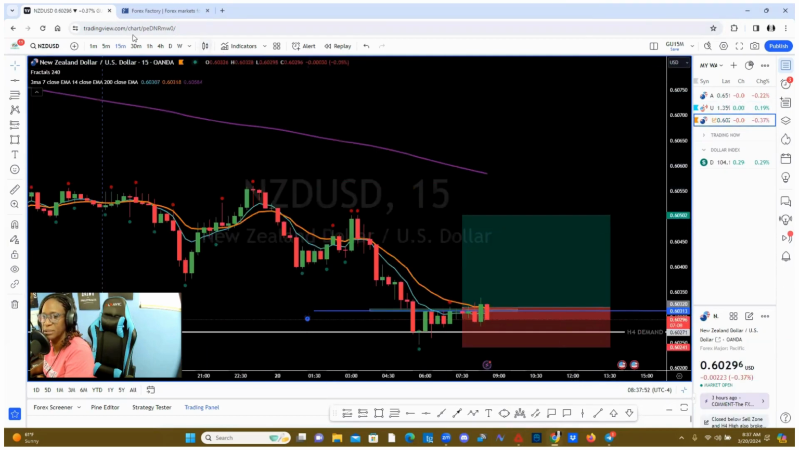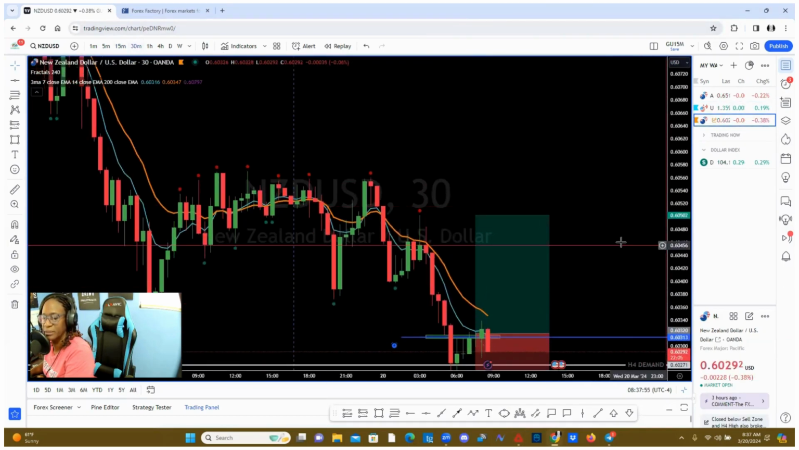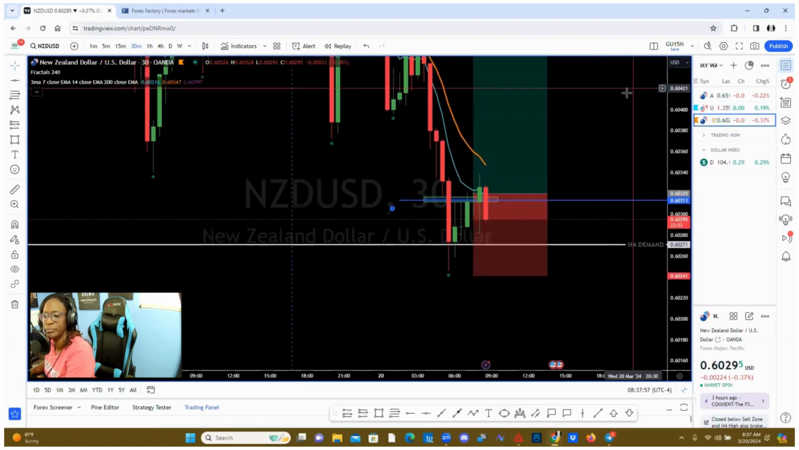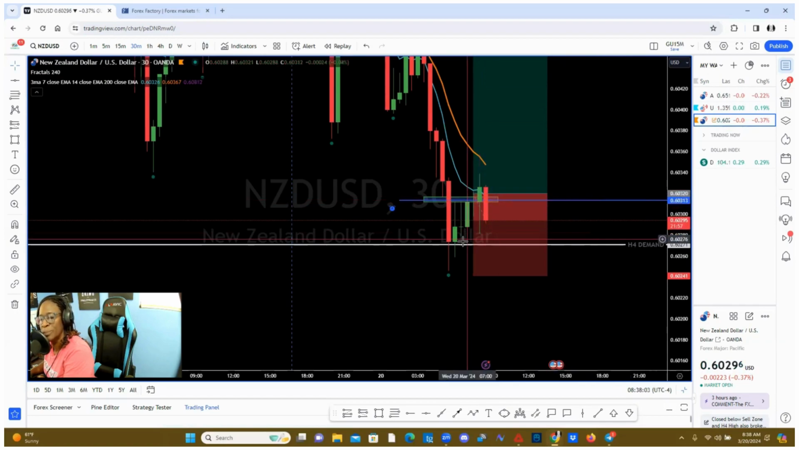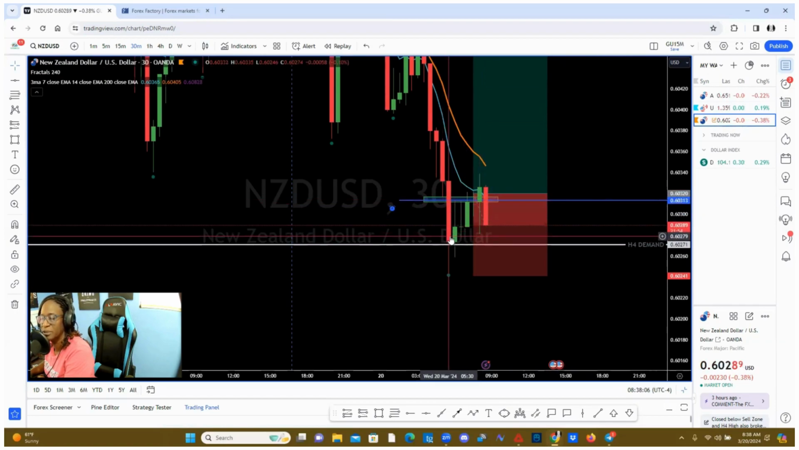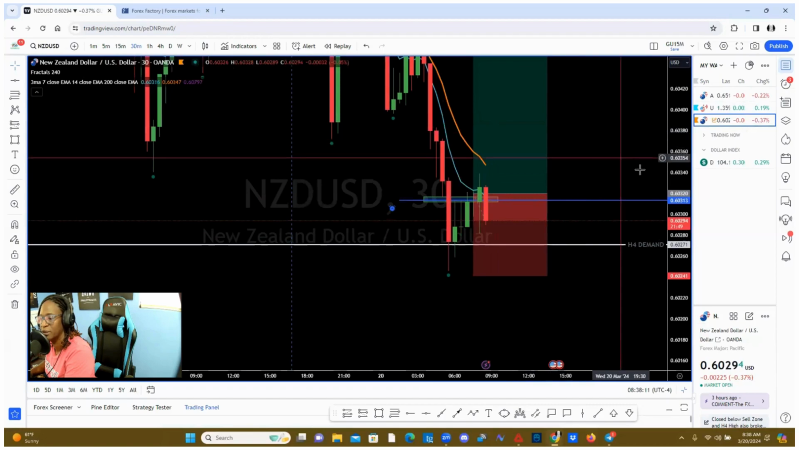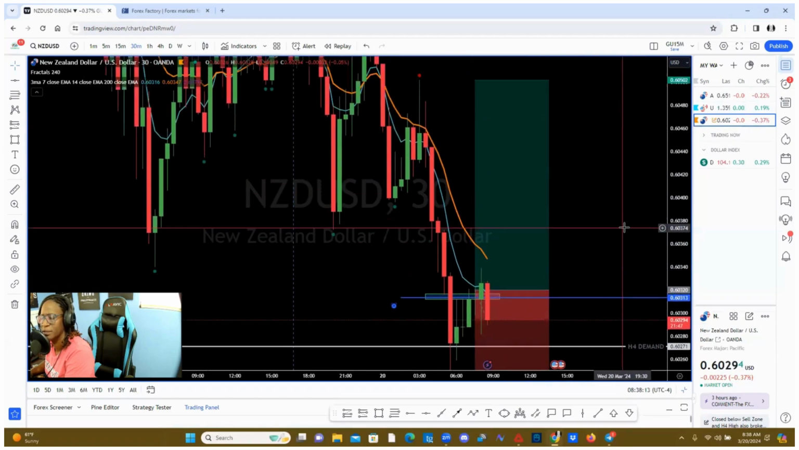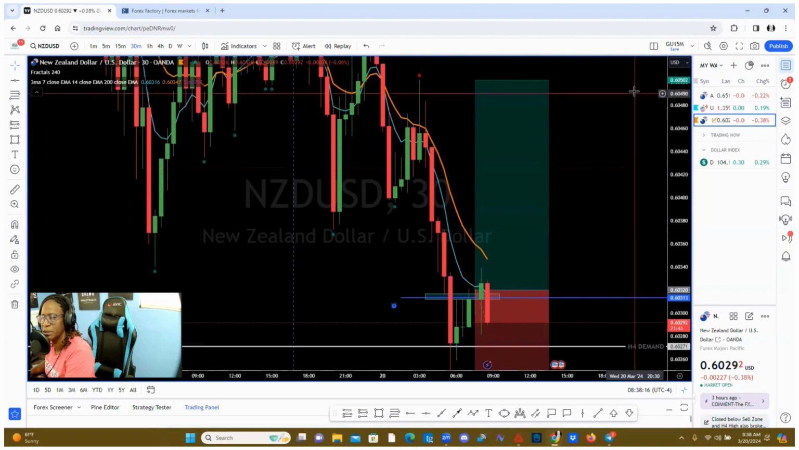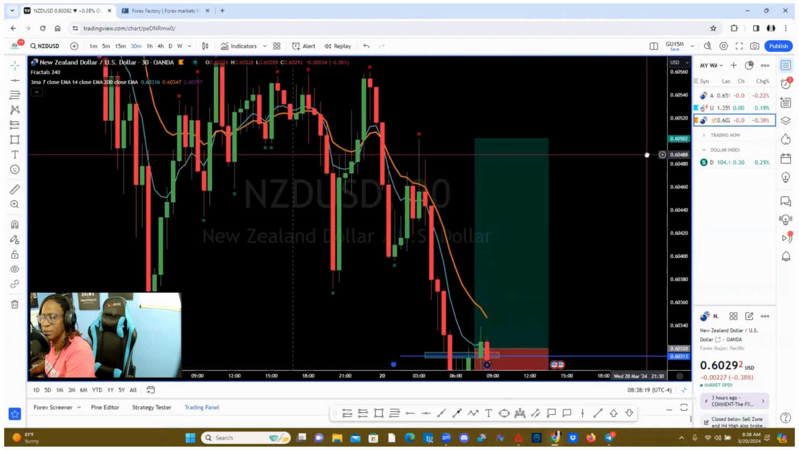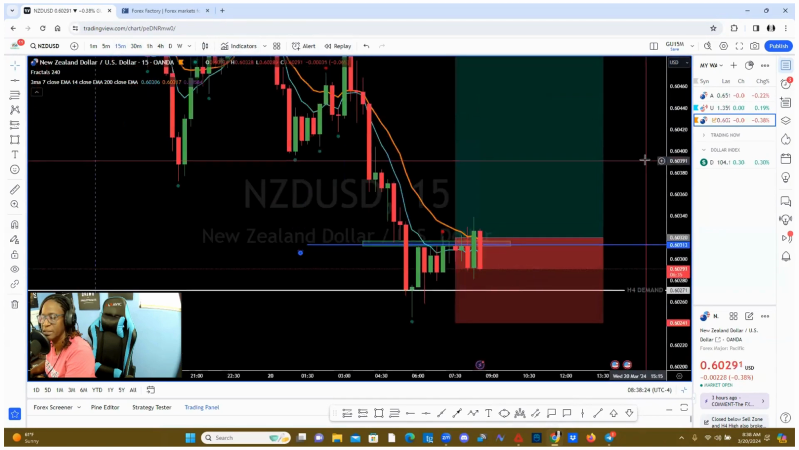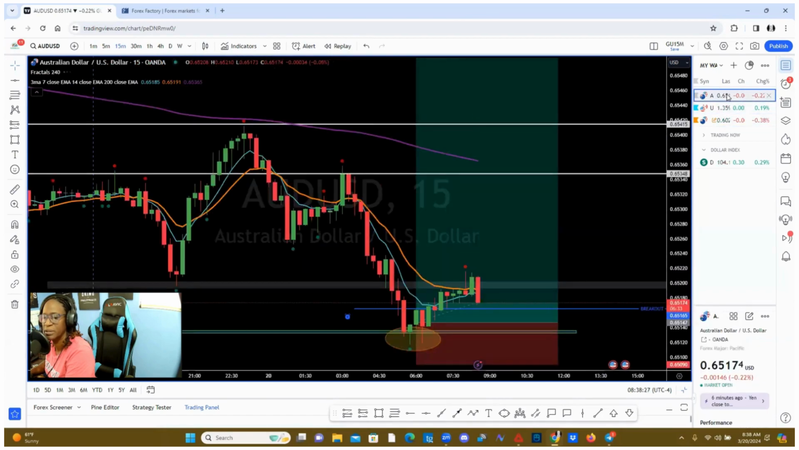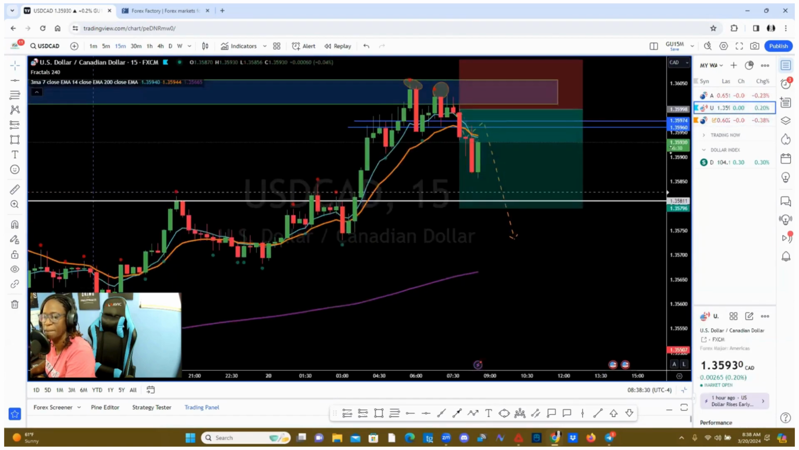New Zealand. Let me look at the 30-minute. Would have considered this a no. Doji setup. Could be. Let me see what happens. Should respect this low right here. Let's see. Let us see, man. Let's see. So right now it's just wait and see with these. Wait and see with the odd. Wait and see.